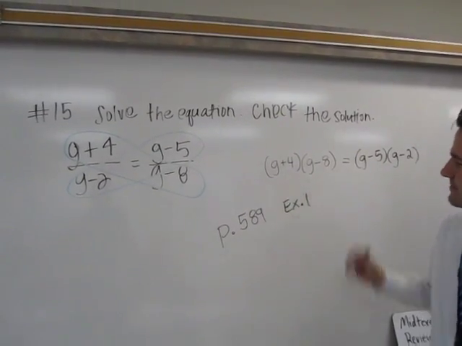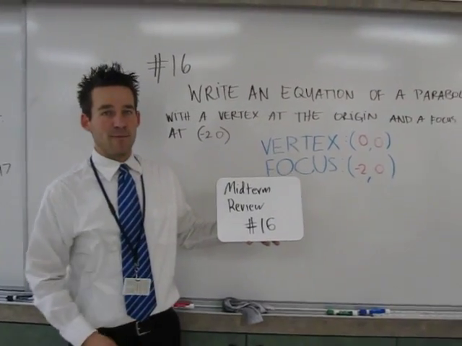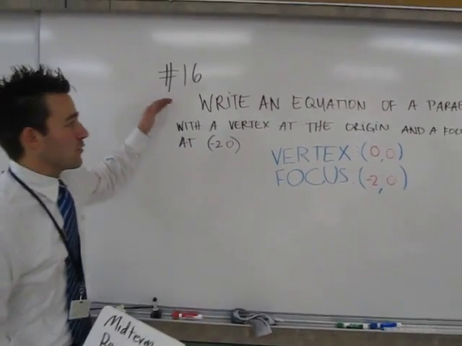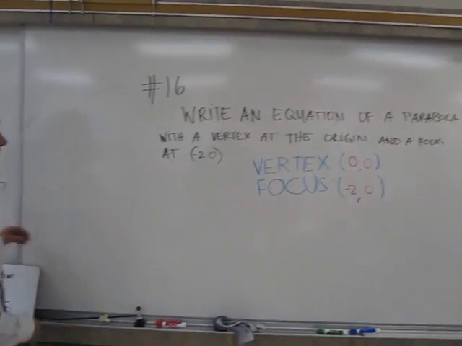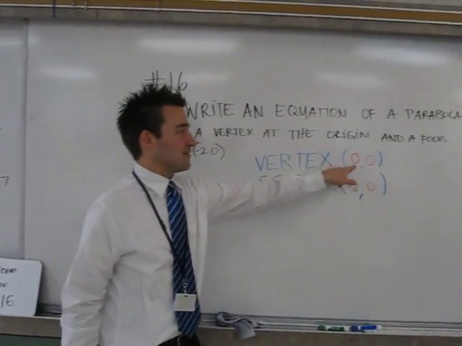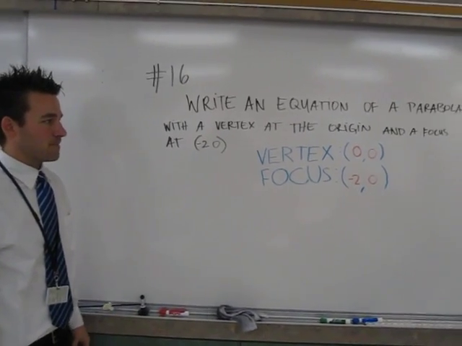exercise 1. Okay. This is midterm review problem number 16. Here we're asked to write an equation of a parabola with the vertex at the origin, or 0, 0, and a focus at -2, 0.